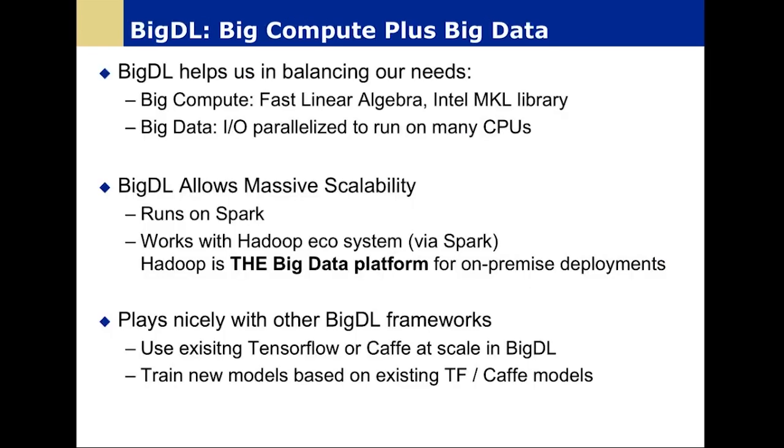Now, BigDL helps us in balancing our needs between big compute, giving us fast linear algebra with the Intel MKL library, and big data, which gives I/O parallelization to run on large clusters with many CPUs. It allows us to run on Apache Spark and works with the Hadoop ecosystem via Spark. Now, if you're not familiar, Hadoop is the big data platform for on-premise deployments. And the fact that BigDL is part of that ecosystem is a huge advantage in terms of massive scalability on big data. It also plays nicely with other frameworks. For example, TensorFlow and Caffe models are available to use at scale in BigDL, and we can train new models based on existing TensorFlow and Caffe models.